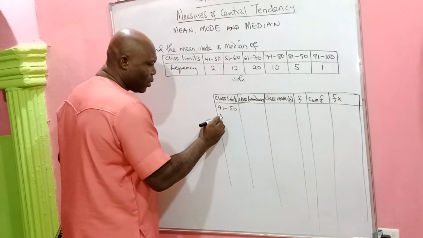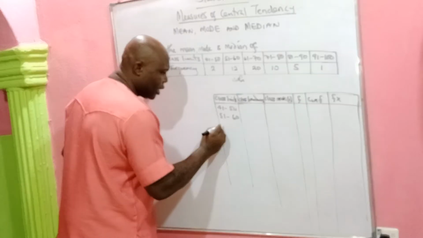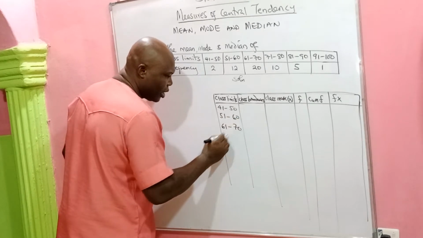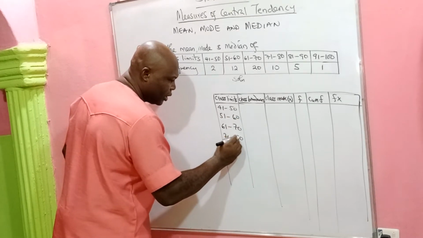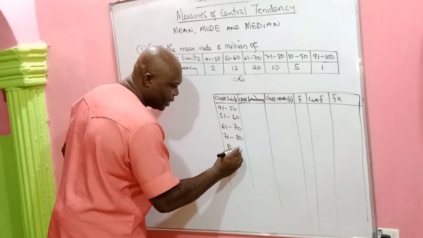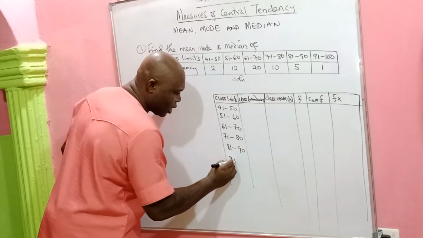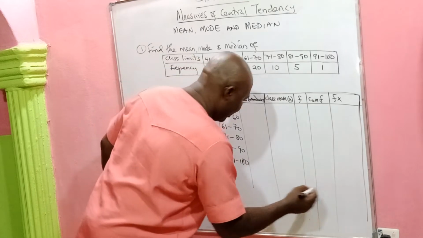The next is 51 to 60. The next is 61 to 70. The next is 71 to 80. The next is 81 to 90. And then 91 to 100. So that's all we need.